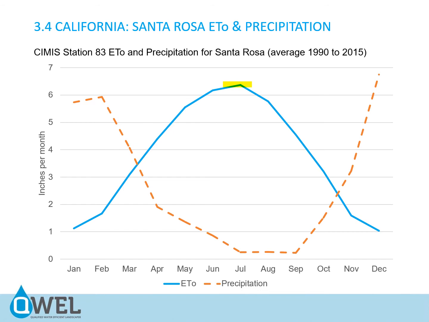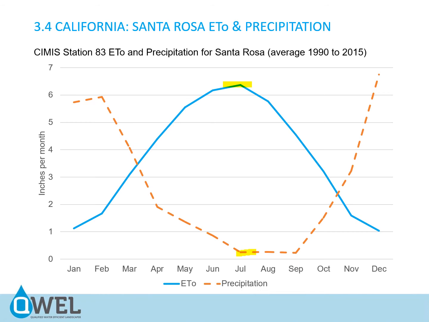6 inches. And this red line here indicates how much rain we get in July, which is as close to 0 as you can get. So obviously all of the irrigation needs for the plants will be supplemental for those months.